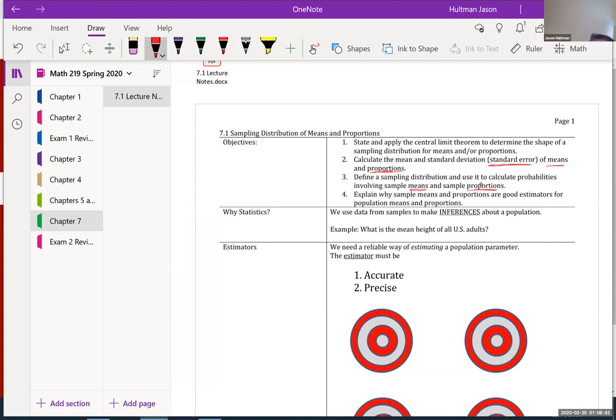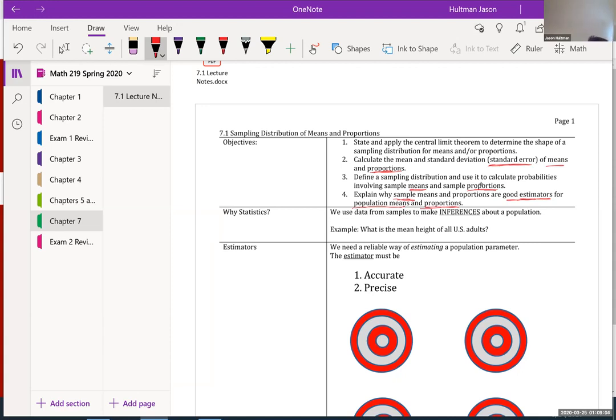Explain why the sample means and the proportions are good estimators for population means and population proportions. Why are the sample means and sample proportions good estimators? So how does that work?